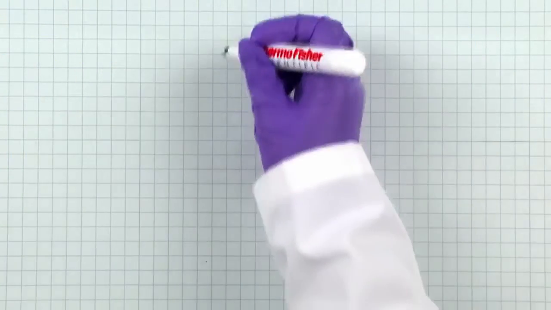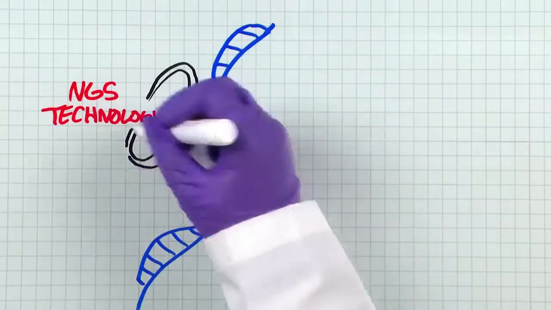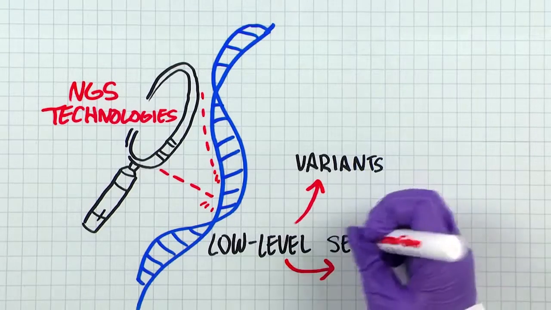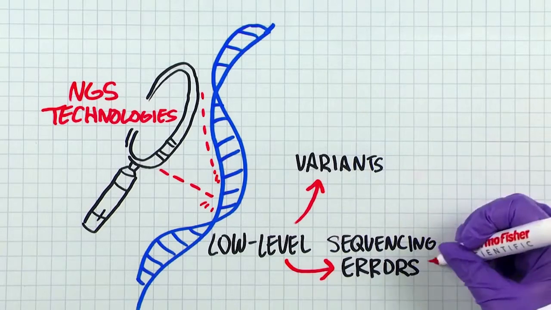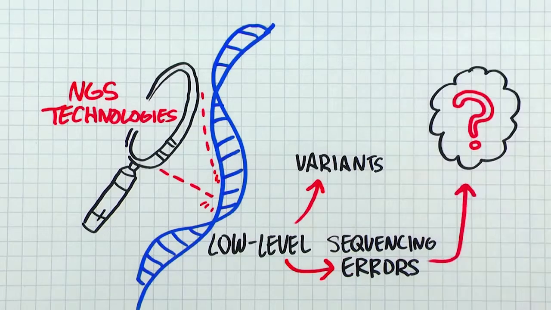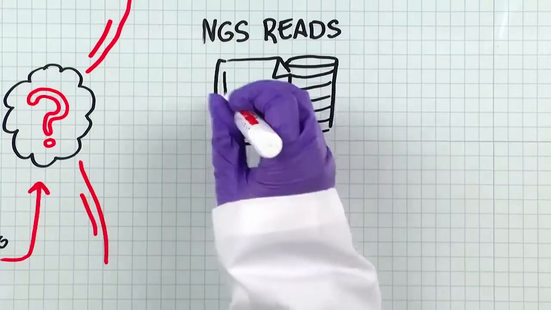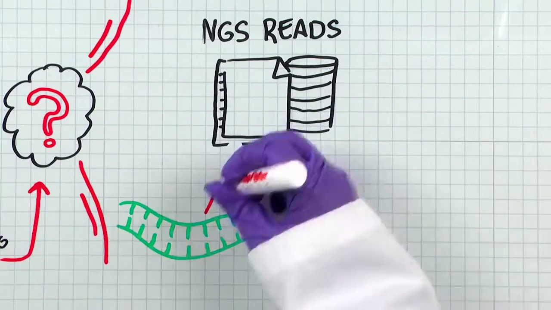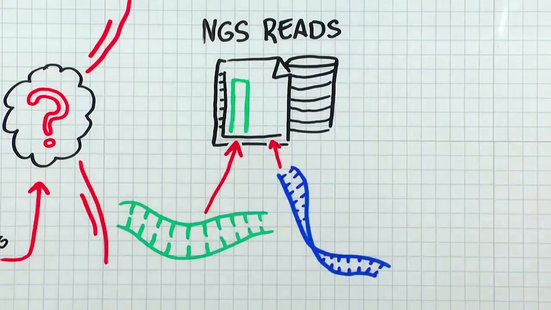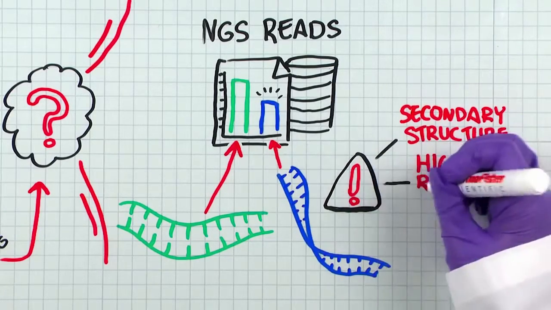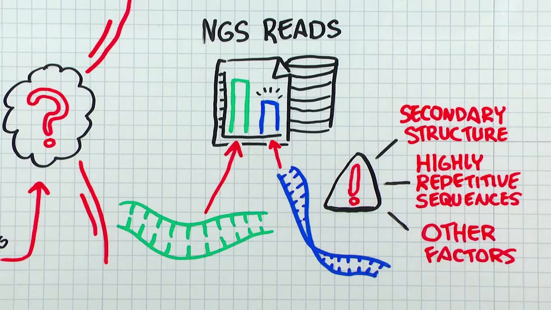Now let's take a look at our lab book on why you may want to verify. The chemistries used in NGS technologies enable highly sensitive detection of low-level variants. However, this may sometimes give rise to low levels of sequencing errors that may lead to confusing or incorrect interpretations. A source of uncertainty can arise from uneven coverage of NGS reads. This can happen because not all sequences can be sequenced at the same efficiency. Sequences that are more difficult for the polymerase to read through due to secondary structure, highly repetitive sequences, or other factors will be underrepresented in the subsequent data files.